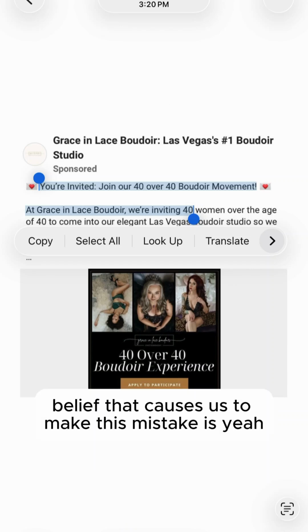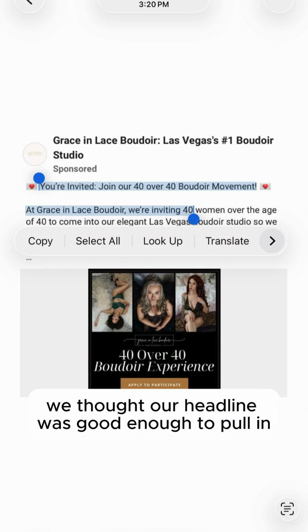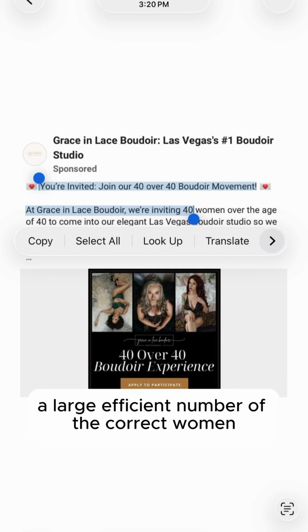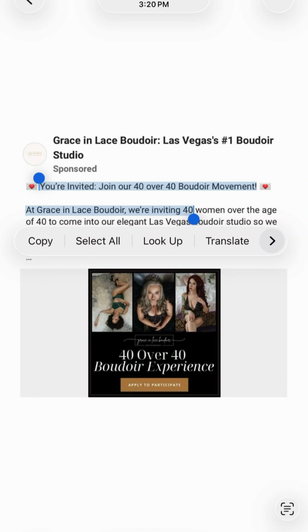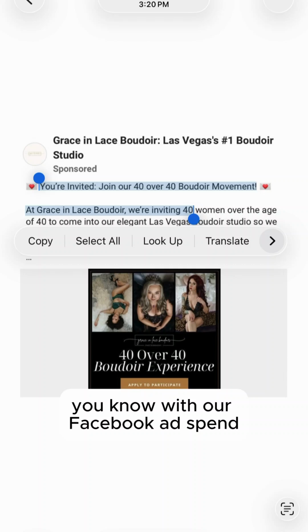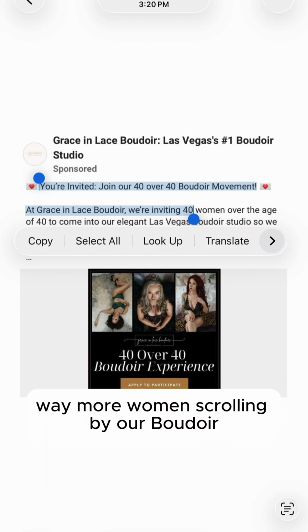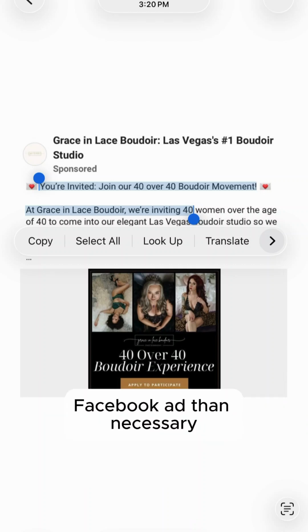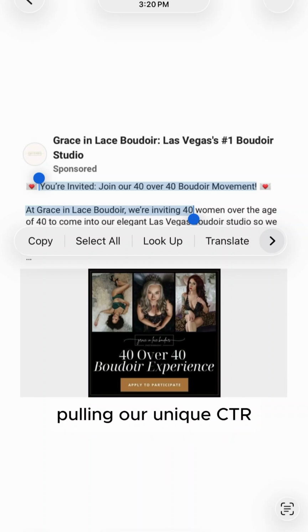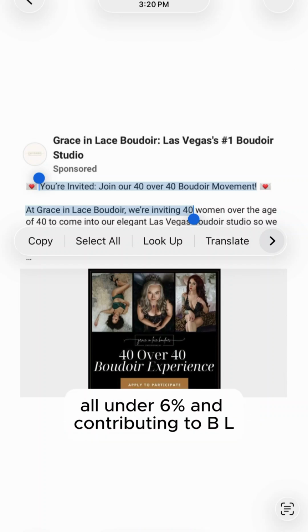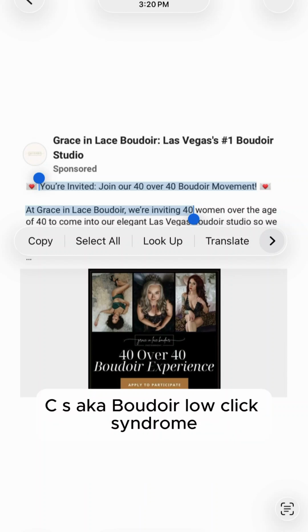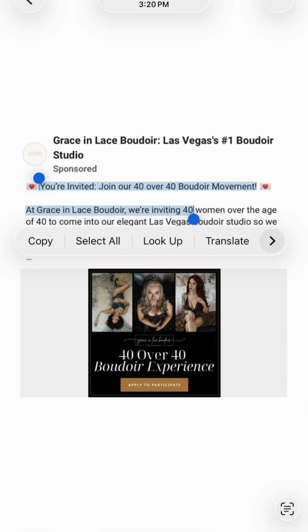So the false belief that caused us to make this mistake is, yeah, we thought our headline was good enough to pull in a large, efficient number of the correct women, with our Facebook ad spend. But now the way this is being done, we're gonna have way, way, way more women scrolling by our boudoir Facebook ad than necessary, pulling our unique CTRL under 6% and contributing to BLCS, aka boudoir low click syndrome.